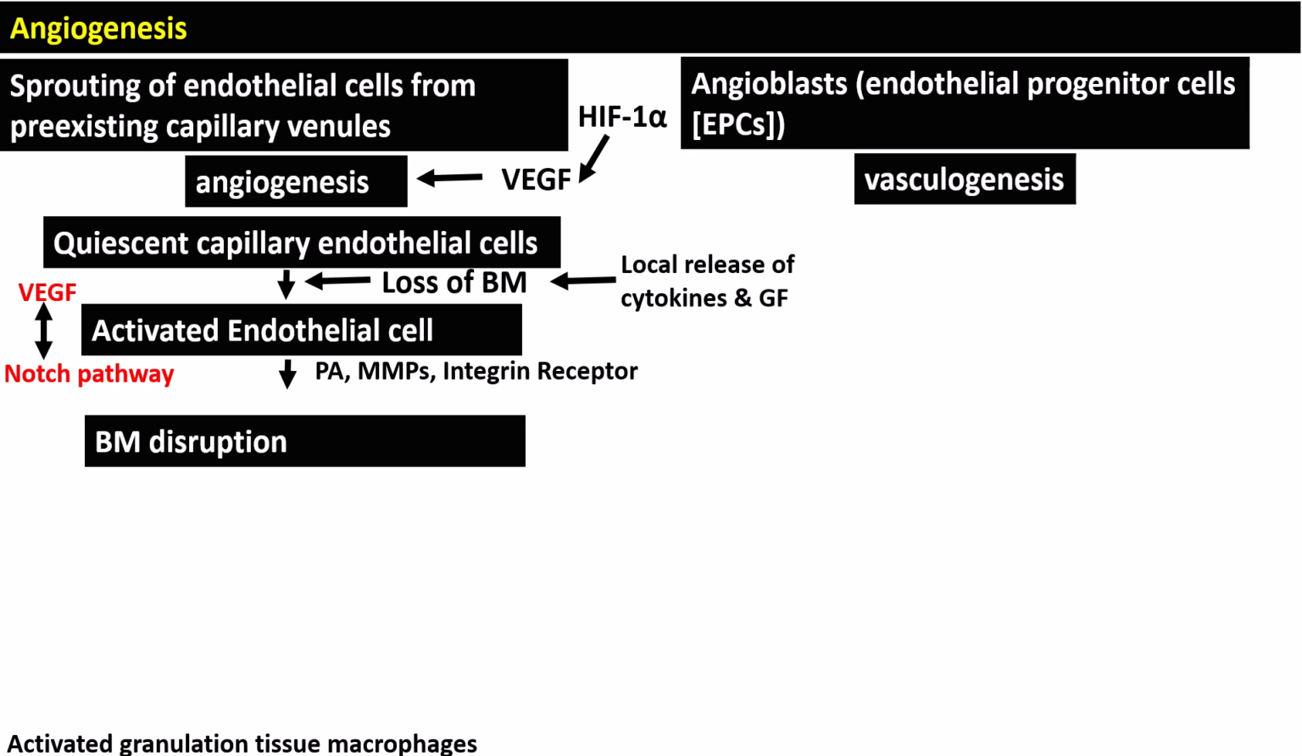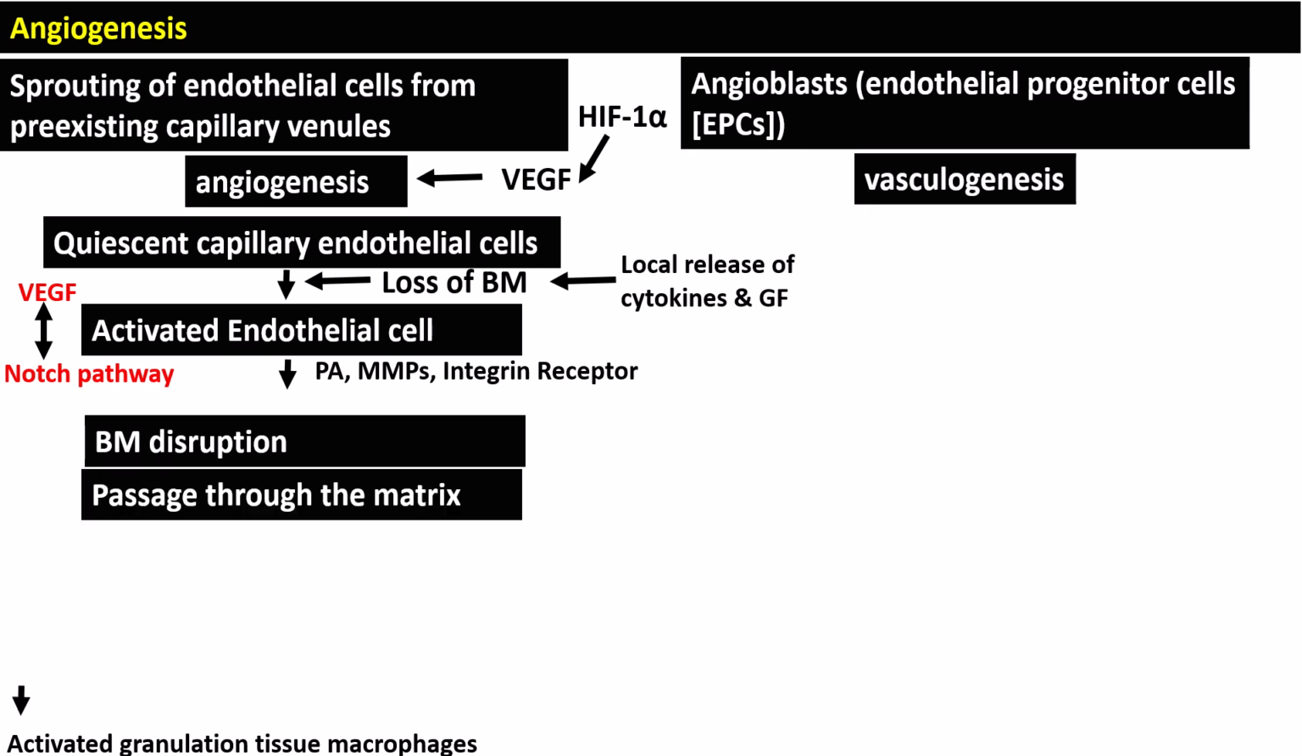There is disruption of the basement membrane, and this is due to the effect of plasminogen activator, matrix metalloproteinases, and integrin receptors. So all these three are essential for the proliferation and assembly of endothelial cells to form new vessels.